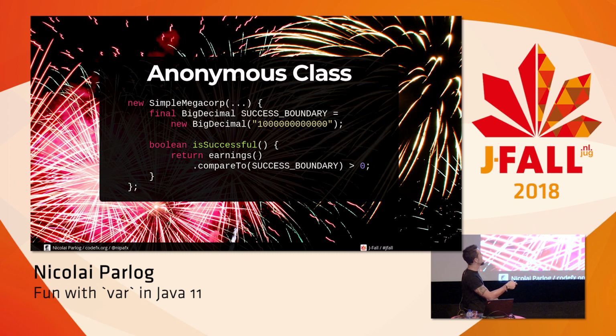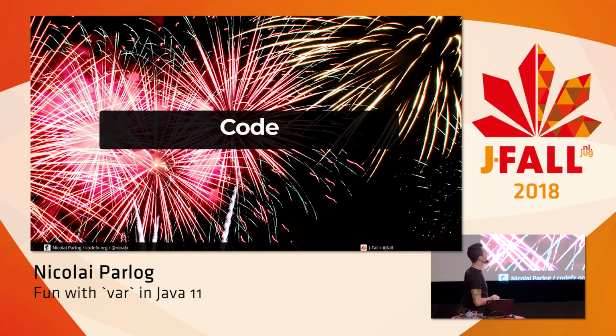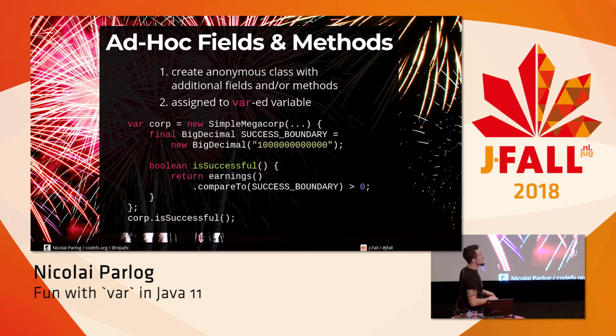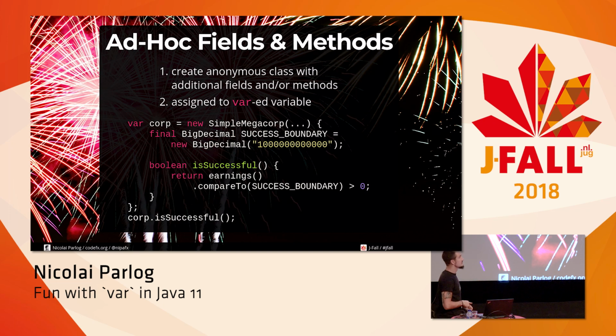It's anonymous because it doesn't have a name, right? If I could add this to a regular type, you know, my is successful simple megacorp, extend simple megacorp, add that stuff there. But I don't do that, so this is why the type has no name. So what you can do here, you can do that with var, of course, right? You can create this thing and then assign it to var, and then you can call is successful down here, which you would otherwise not be able to do.